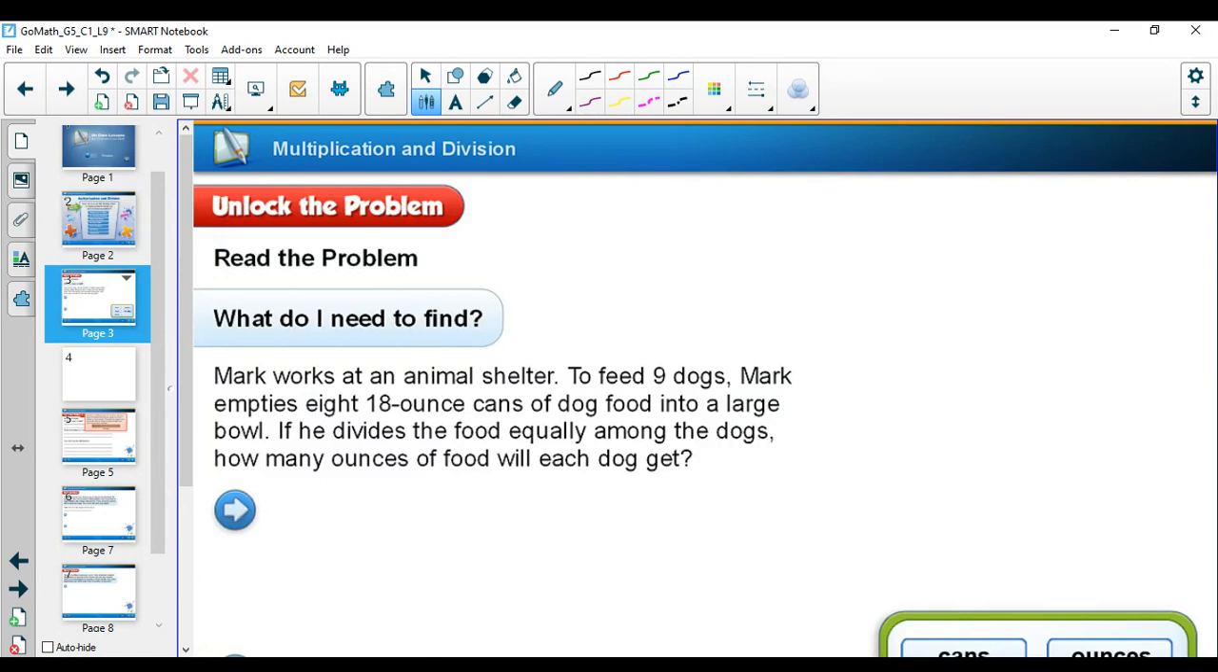The first problem we're going to look at is about Mark. It says Mark works at an animal shelter. To feed 9 dogs, Mark empties 8 18-ounce cans of dog food into a large bowl. If he divides the food equally among the dogs, how many ounces of food will each dog get?